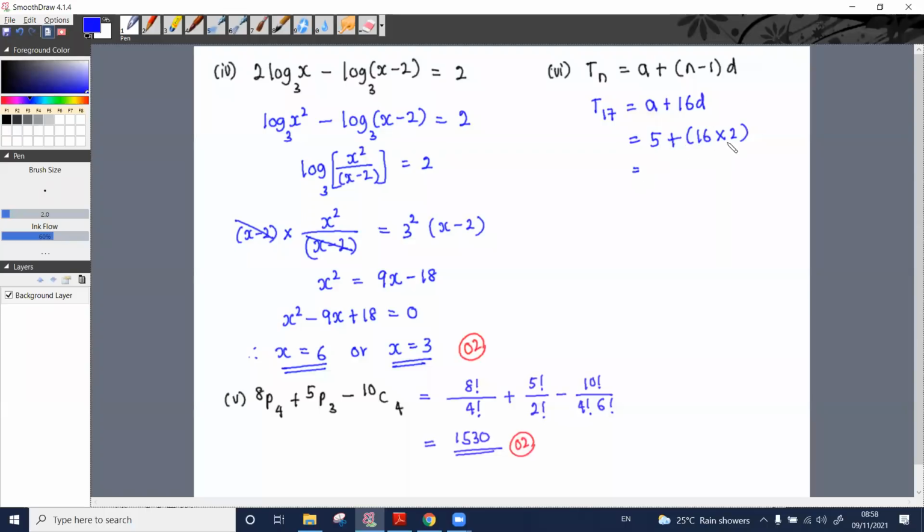So it should be what? 32 plus 5, that is 37. 37 should be the answer. 2 marks. The 17th term of an arithmetic progression.